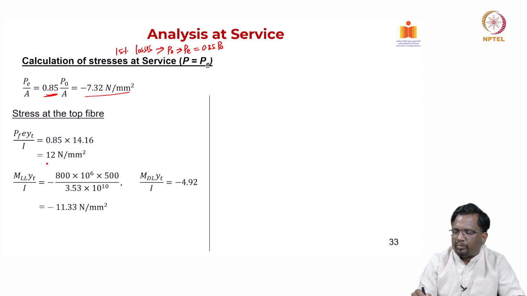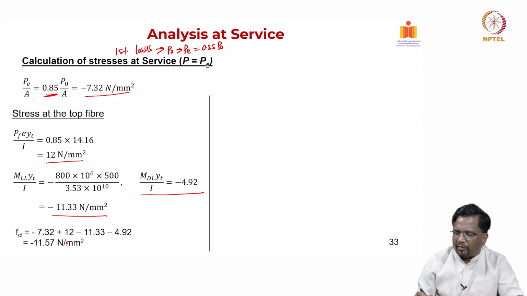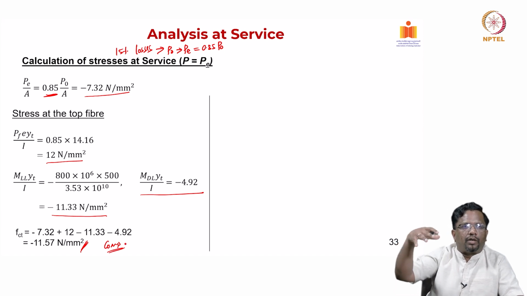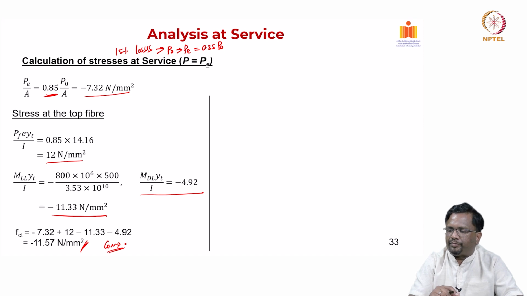Similarly, the pre-stressing moment is going to give 12, the live load moment is going to give 11.33, and the dead load moment is going to give 4.92. So if you add all of them, the stress at the top is now going to be in compression, because the live load is creating a lot of compression. So the previous tension has been converted into compression.